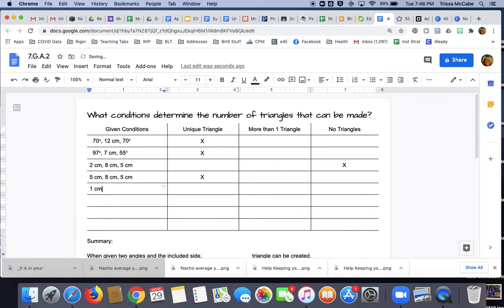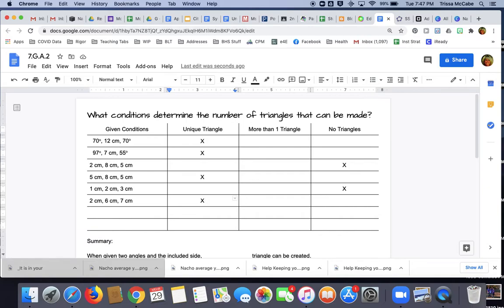What happens if I would have a 1 centimeter, 2 centimeter, and 3 centimeter side lengths? Would I be able to make a triangle? In this case, I would not. A 1, 2, and a 3 centimeter sided would not create a triangle. What happens if I have a 2 centimeter, 6 centimeter, and a 7 centimeter? In this case, I would get a unique triangle. They would be able to connect to create the 3 sides.